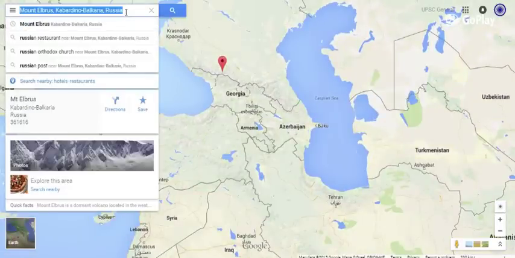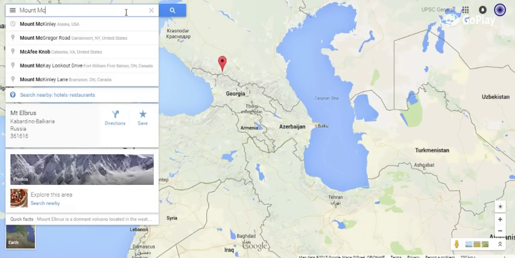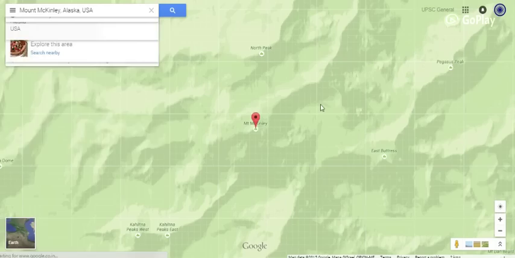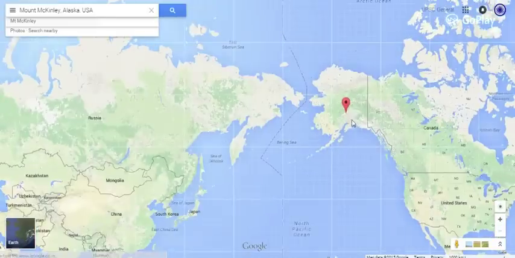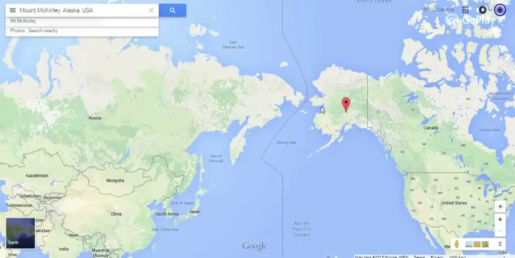Next, let's look at Mount McKinley. Mount McKinley is in Alaska, United States, and it is the highest mountain peak in Alaska and the third most prominent peak after Mount Everest and Mount Aconcagua, which is present in Argentina. It is located in the Alaska Range in the interior of the state of Alaska. Here we find a national park called Denali National Park and Preserve.